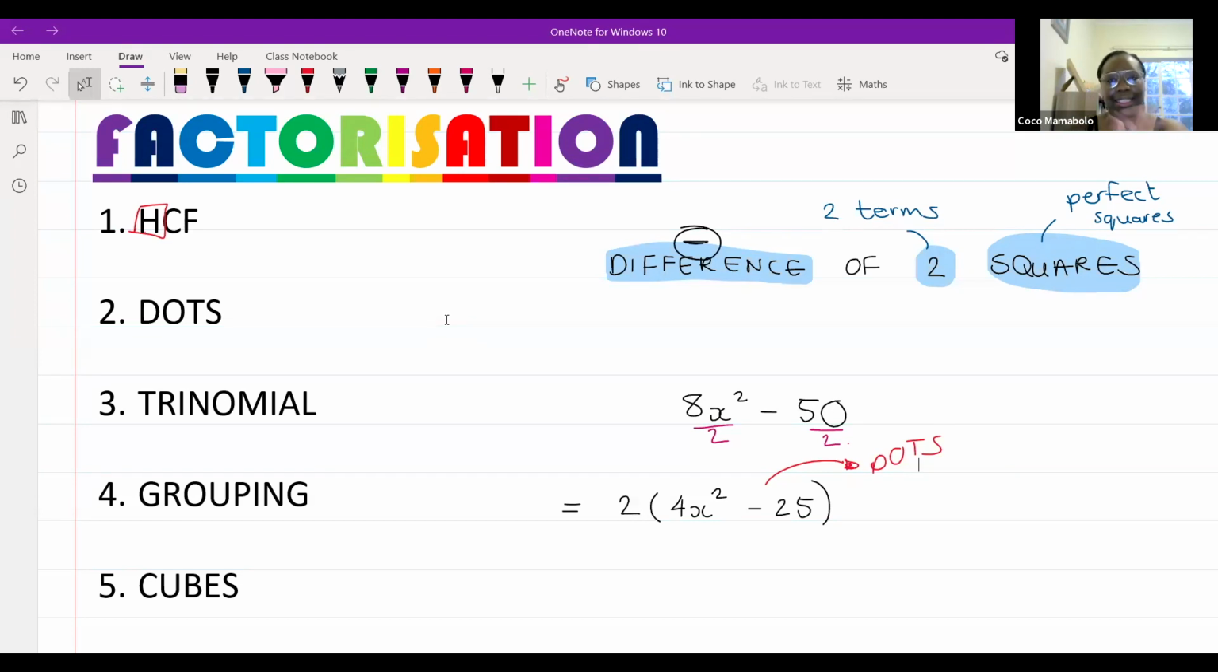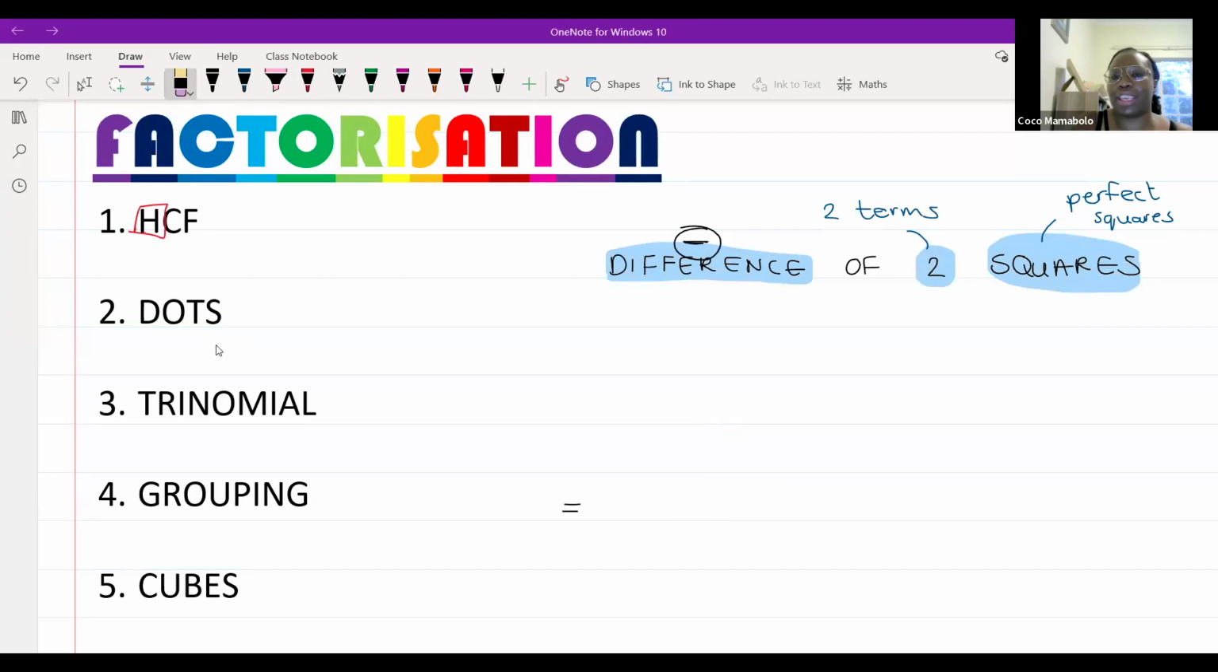Excellent. Let's get to business. That is the difference of 2 squares. Let's talk about how to actually factorize the difference of 2 squares. Now, if I give you x squared minus 1, is this the difference of 2 squares, yes or no? Yes, correct, because 1 is a perfect square. Emmanuel, don't get it twisted. 1 is a perfect square because 1 squared is just going to give us 1.